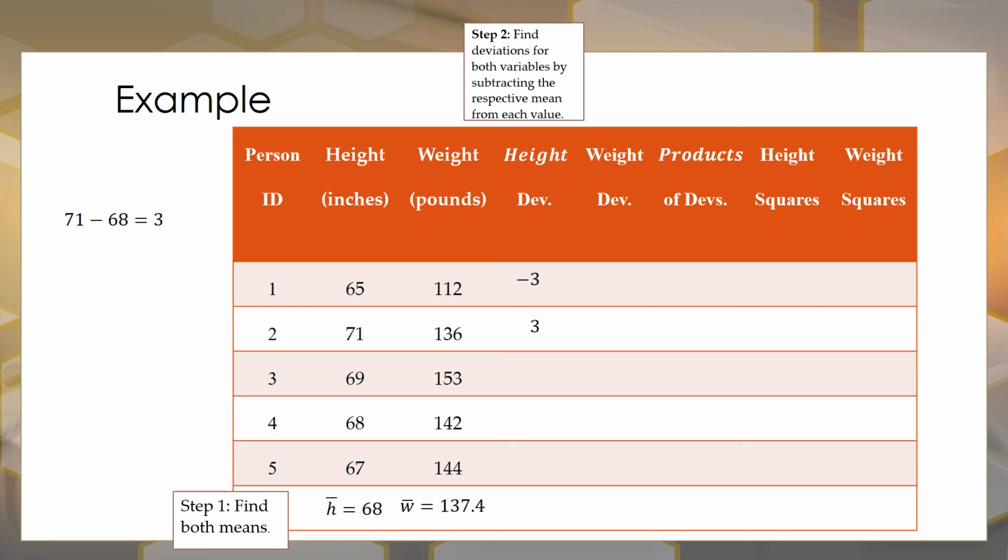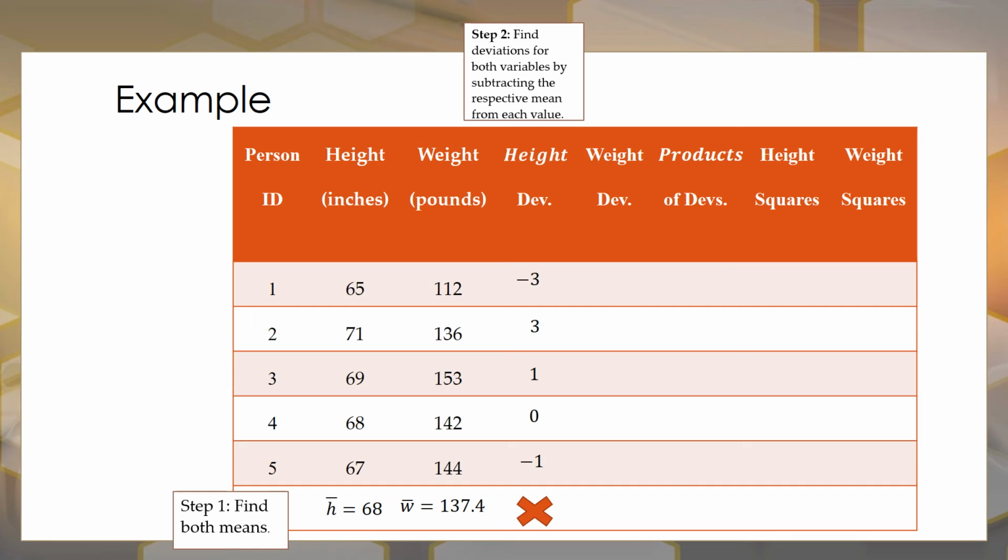And then I'm going to do the next one. So it's going to be 69 minus 68, and that's 1. And then do it again. And again for the last person. And if you add these all up, it's going to equal 0. And you can double check that, but we don't really need to know that information.